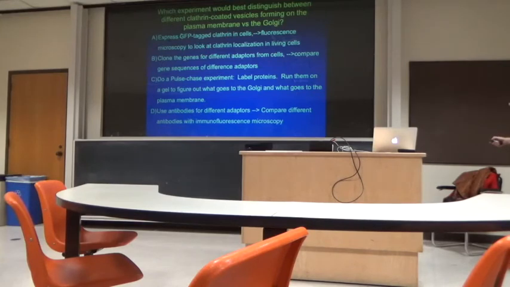One thing you could do is express GFP-tagged clathrin in cells, and then use fluorescent microscopy to look at clathrin localization in living cells. So is this experiment possible? Yeah, I showed you that experiment. And first person in the back row there, you rejected that answer. So why didn't you think that was the best experiment? And you can say pass if you want.